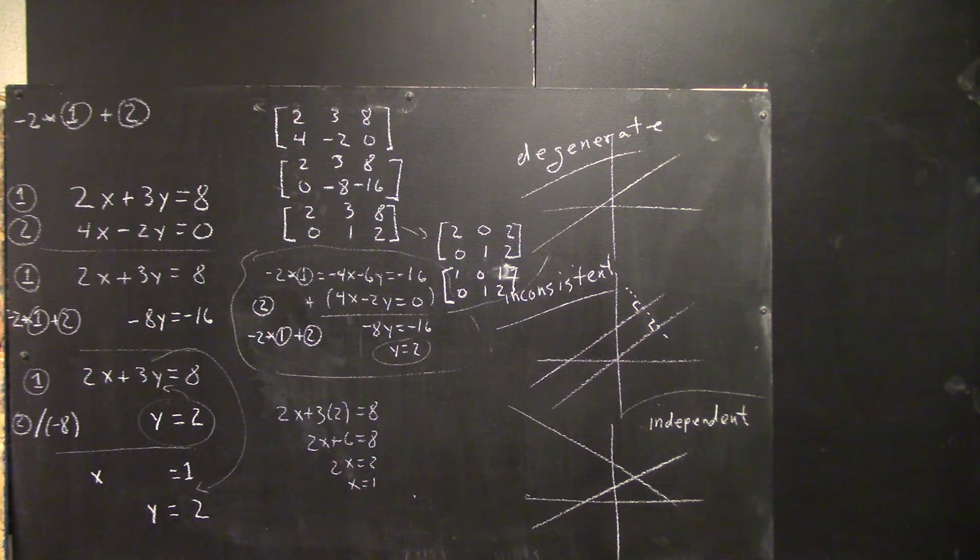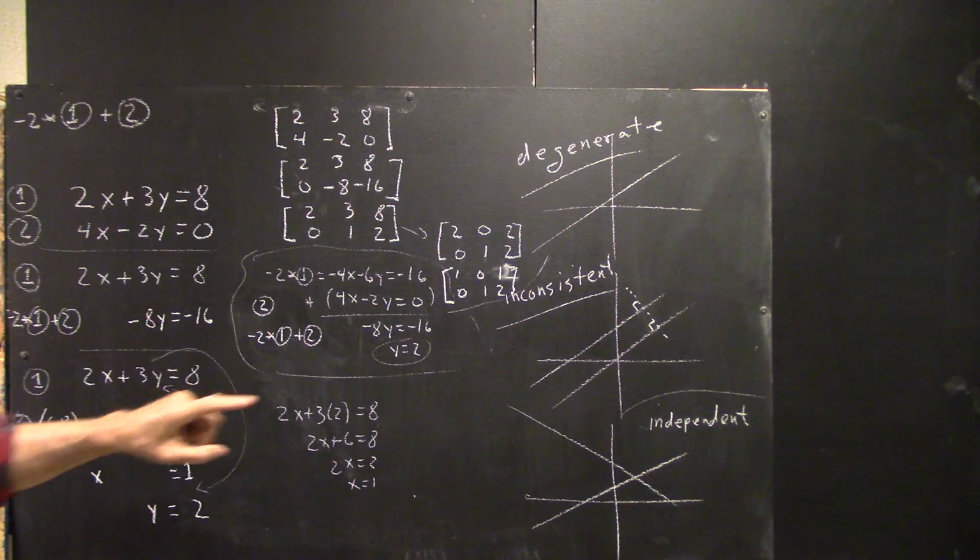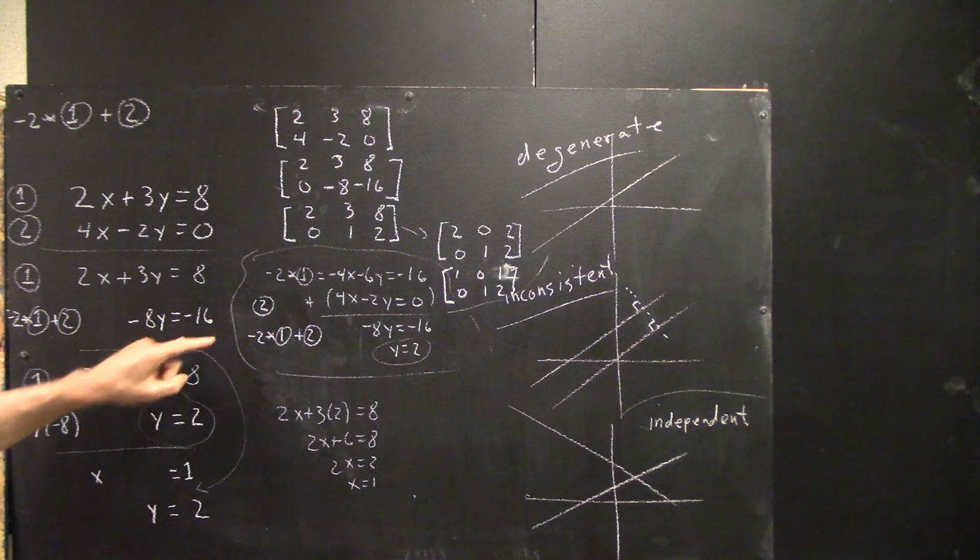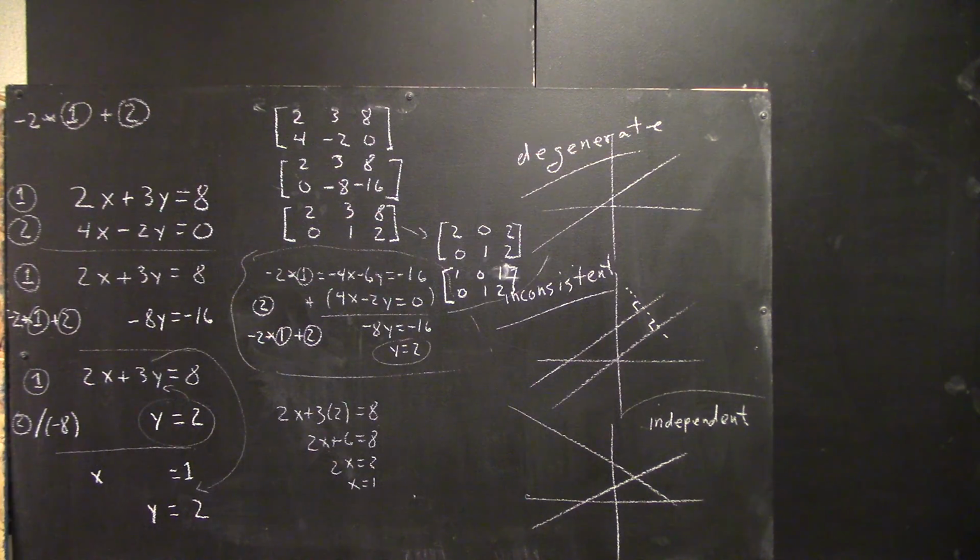Okay, so what we've done is we've added -2 times the first equation to the second equation. That's with the -2 times 1 plus 2, with the 1 and the 2 circled, so we know that they refer to the equations 1 and 2 in the previous step. And what we then have is the first equation, as I said, and the second equation now is -8y equals -16.